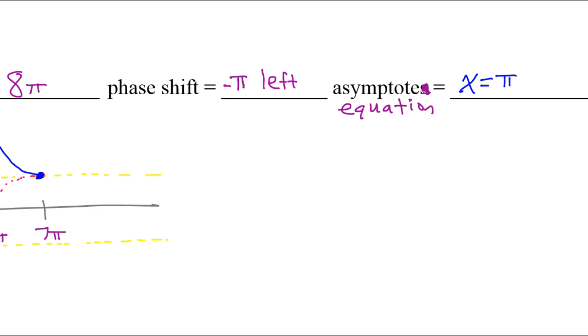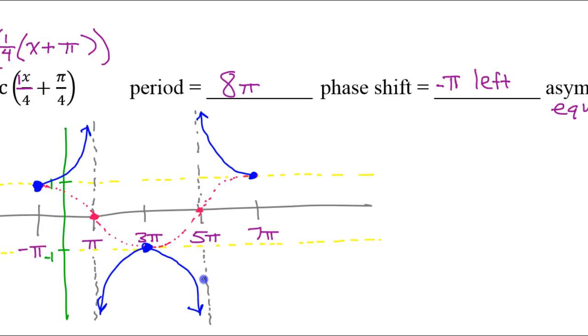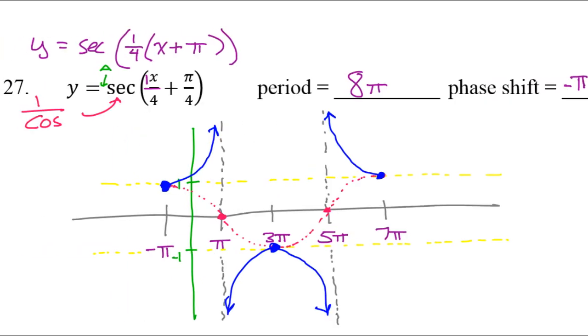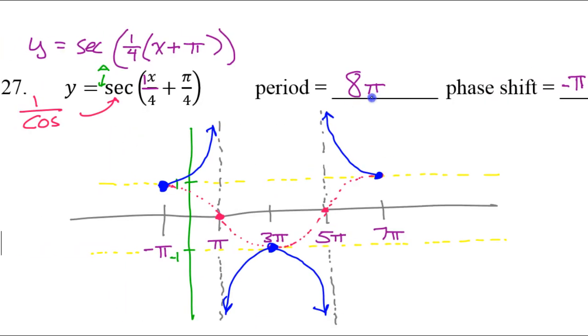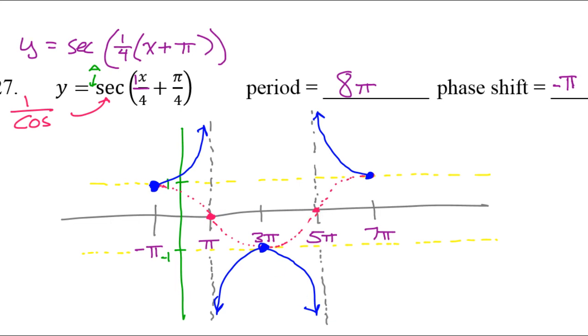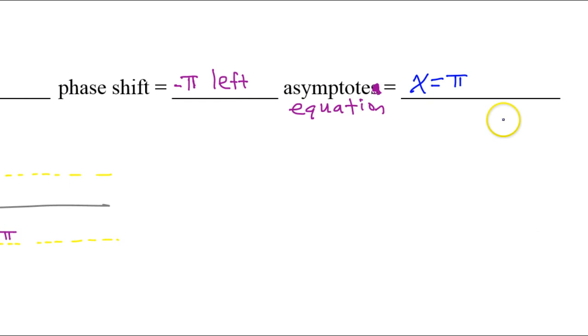So how far do I have to go to get to my second asymptote? Well, I have to go half of a period to get to the next one. I know it's half of a period because it's only 2 spaces away. The full period is 4 spaces. This is only 2. So that's half of a period. So look, a full period is 8 pi. So half a period must be 4 pi. So that's what I would have to add to get to the next asymptote. So I'm going to say pi plus 4 pi.